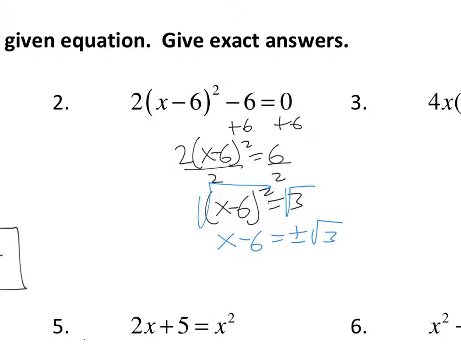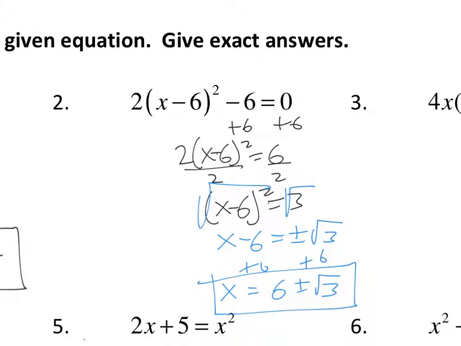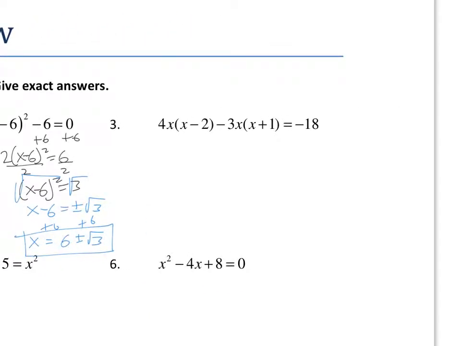Two answers there. Let's add 6 to both sides. And so we have x equals 6 plus or minus the square root of 3. Remember, that means 2 answers: 6 plus the square root of 3 and 6 minus the square root of 3. We want exact answers here, like it was stated in the directions up top, so leave it with the square root.